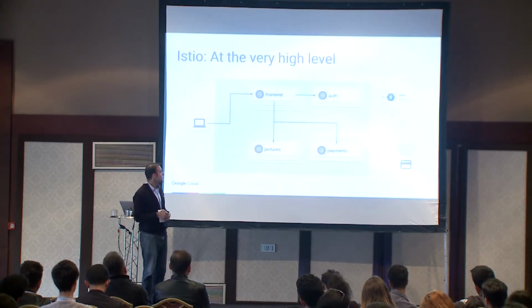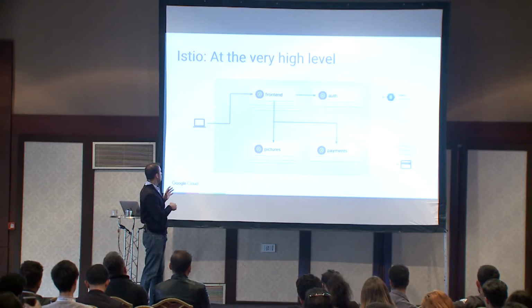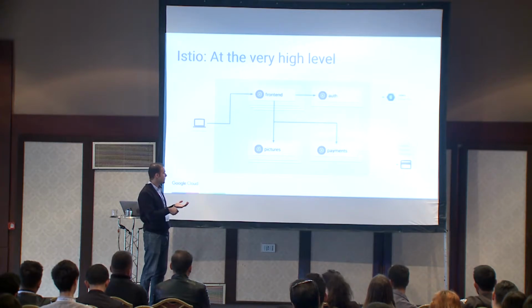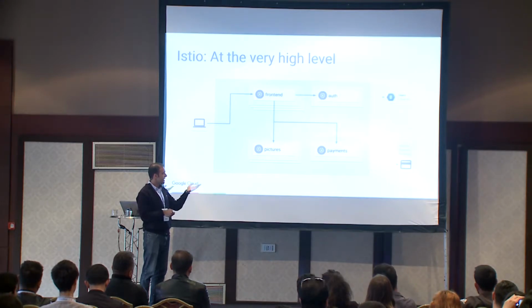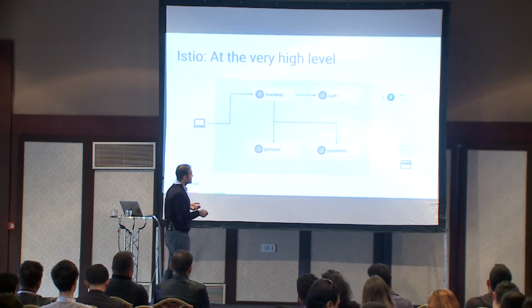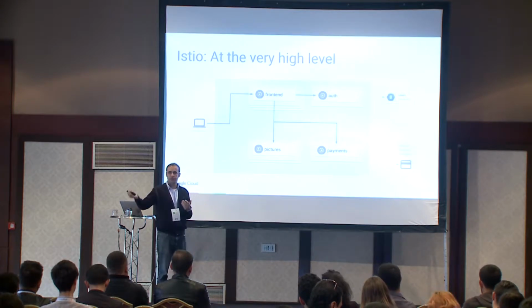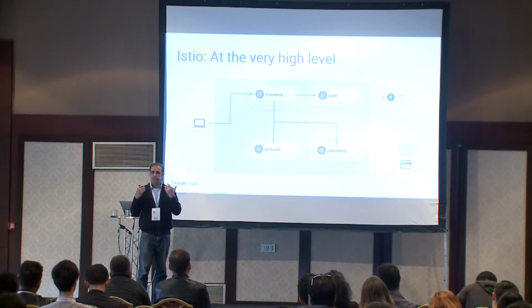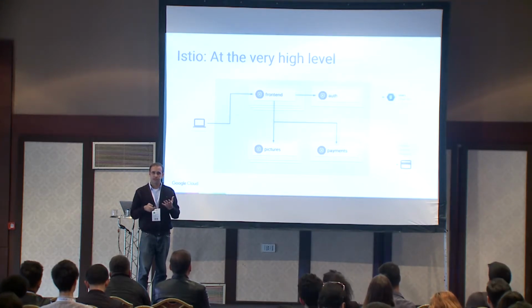And at a very high level, this is how an Istio cluster looks. So let's imagine you have users talking to a front-end microservice, and the front-end microservice talking to some other microservices, maybe a pictures microservice and a payment microservice. Then maybe you have an authentication service that's using a database in the backend, and maybe the payments microservice talks to an external payment processor, right? So let's imagine that you have this kind of setup, and you want to install Istio into this microservice cluster.